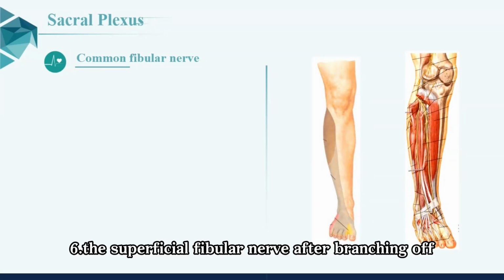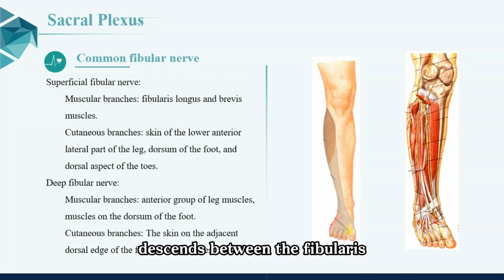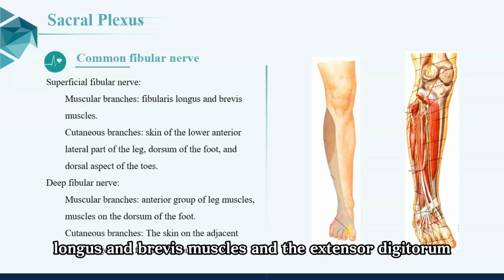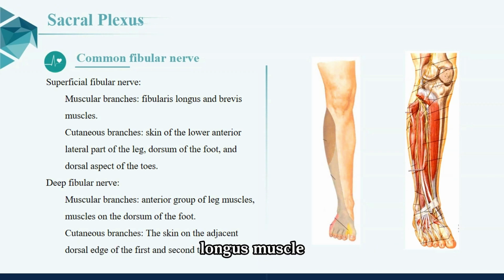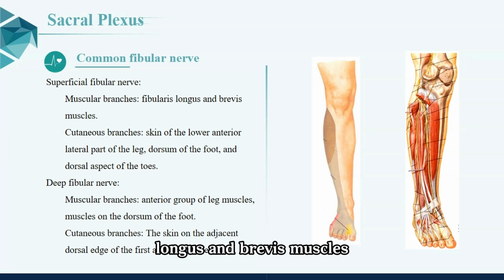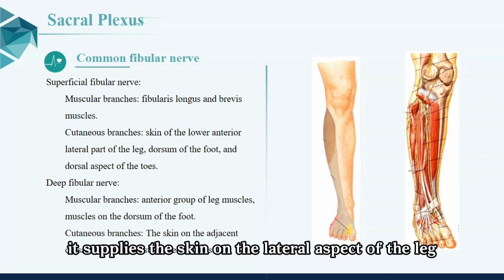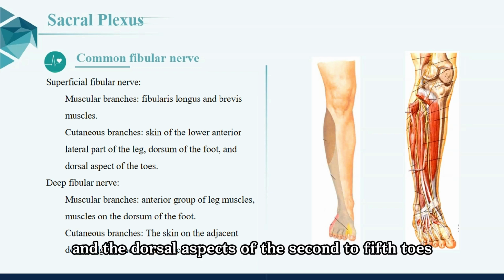6. The superficial fibular nerve, after branching off, descends between the fibularis longus and brevis muscles and the extensor digitorum longus muscle. Along its course, it gives off branches to supply the fibularis longus and brevis muscles. It becomes superficial at the junction of the middle and lower thirds of the leg, where it becomes a cutaneous branch. It supplies the skin on the lateral aspect of the leg, the dorsum of the foot, and the dorsal aspects of the second to fifth toes.